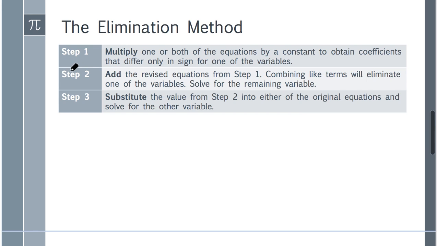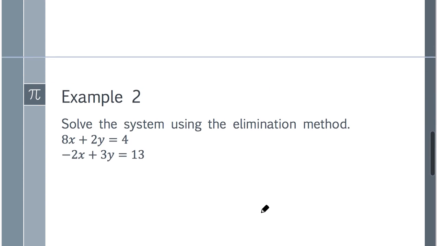Basically in step 1, you're going to choose whether you're going to get rid of x or get rid of y, whichever one is going to be easier for you to eliminate. So you're going to find out which multiple is going to be easier. Then in step 2, you're going to add the two equations together so that you cancel or eliminate one of those variables, so that you only have one variable remaining. Thus, you can solve for that remaining variable. Then in step 3, you can substitute that back into your equation and solve for the remaining variable. Let's see how that looks with example 2.